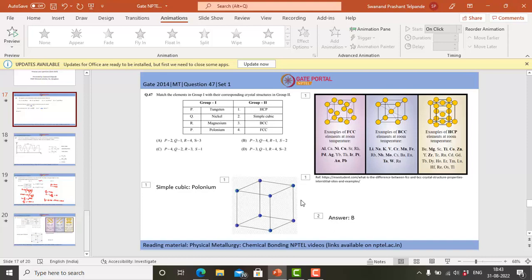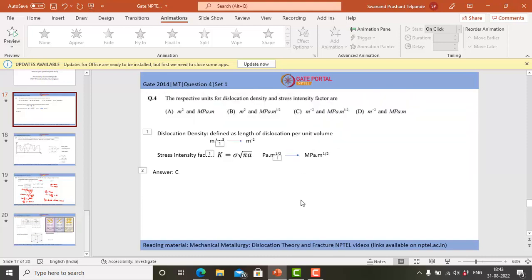When you study mechanical metallurgy, say you are reading true stress, true strain, or engineering stress, engineering strain, you just make one sheet where you write all the formulas related to that topic. It will help you later to revise those formulas, and along with the formula you write the units as well, which will help you to solve multiple questions.